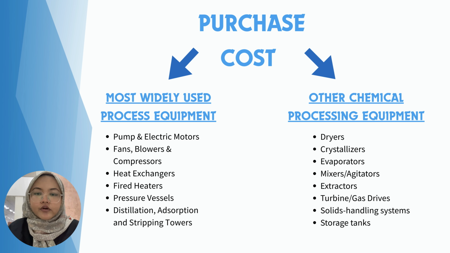Next, there are two types of equipment: the most widely used process equipment and other chemical processing equipment. The examples for the most widely used are pumps and electric motors, fans, blowers and compressors, heat exchangers, fired heaters, pressure vessels, distillation, adsorption and stripping towers. While for the other chemical processing equipment, the examples are dryers, crystallizers, evaporators, mixers or agitators, extractors, turbine or gas drives, solids handling systems and storage tanks.